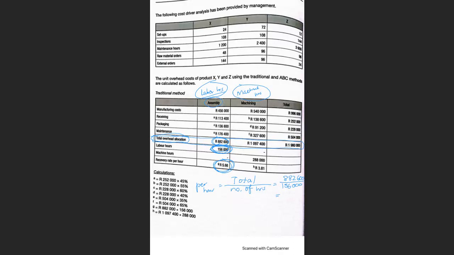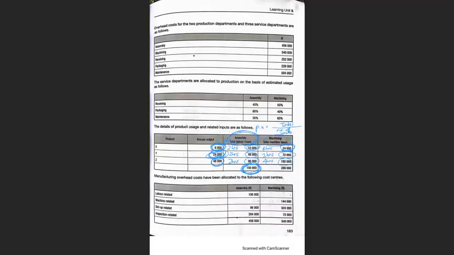Okay, then the same for your machining department. We know that the total is 1,097,400. You now need to look at how many machine hours there were in total. And that again came from this table. Here's the machine hours. Here's the total of the machine hours at the bottom.